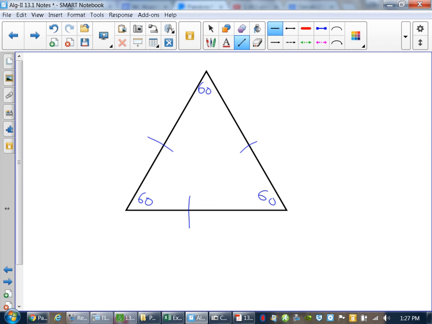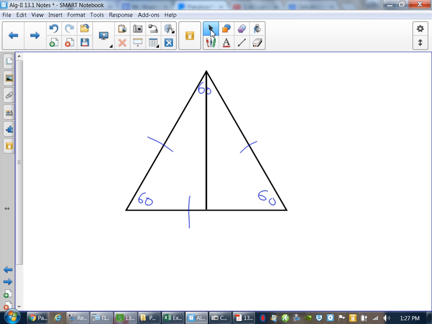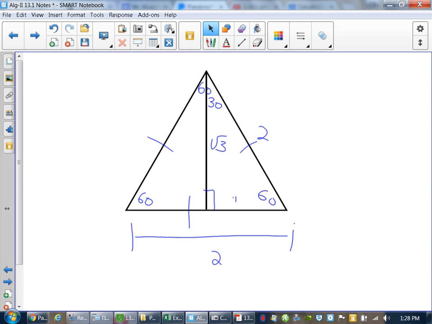When you draw the altitude, you get the perpendicular bisector of the side. So if this whole thing was 2, that means this was a 1. This is a 30. 1 squared. Well, what's 2 squared? What's 4 minus 1? What's the square root of 3? The square root of 3. So in the 30, 60, 90 triangle, that's where you had your pattern of 1, root 3, and 2.